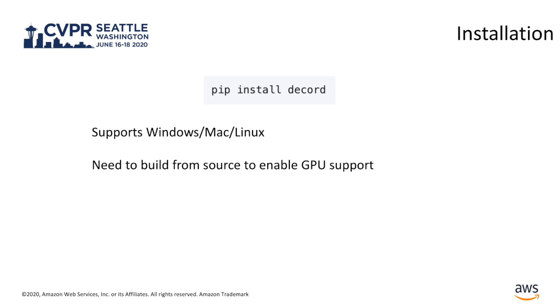First, let's try installing Decord. The installation is easy, just a pip install decord will be fine. Decord supports multiple platforms, including Windows, Mac, and Linux. It also supports reading videos on either CPU or GPU. But in order to enable GPU reading, you need to build Decord from source, instead of just a pip installation.